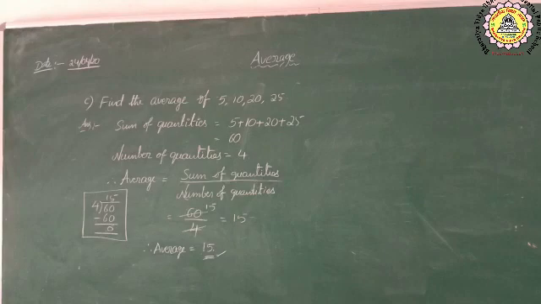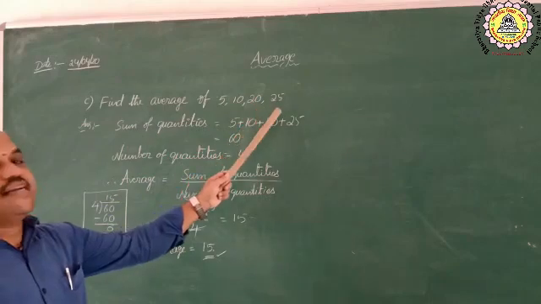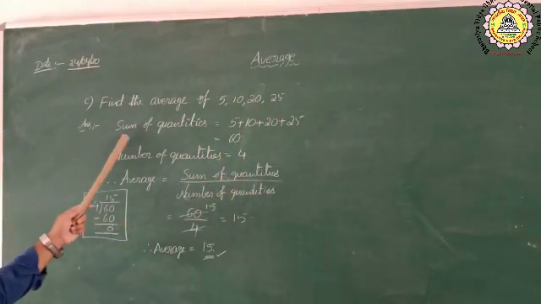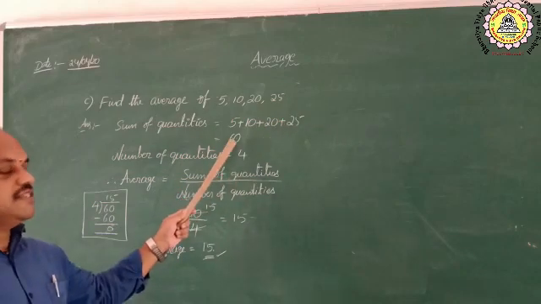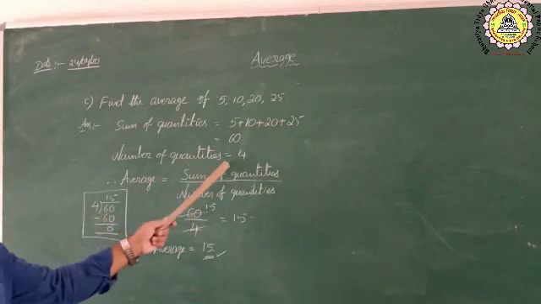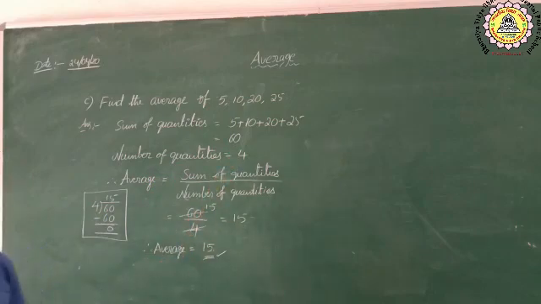Now, let us know about the third sum. See, what is being asked here? Find the average of 5, 10, 20, 25. In the answer, sum of quantities is equal to 5 plus 10 plus 20 plus 25. What is that sum? That is 60. Next, number of quantities is equal to, how many numbers are here? 4. So 4 is there.